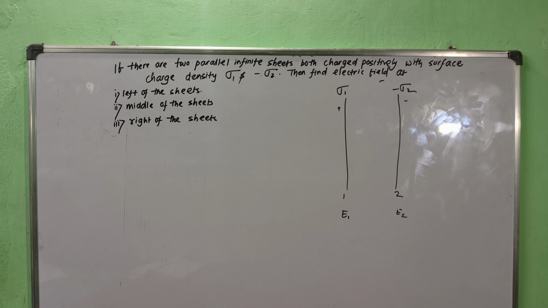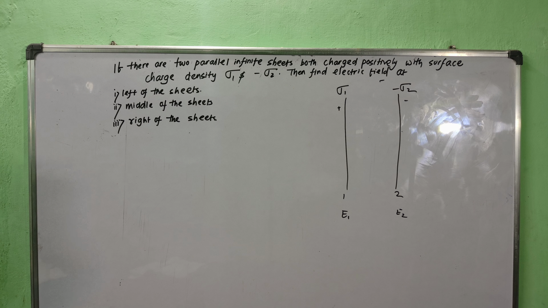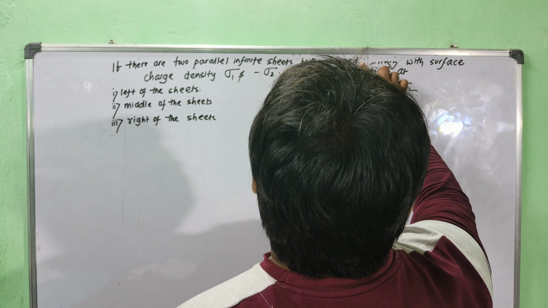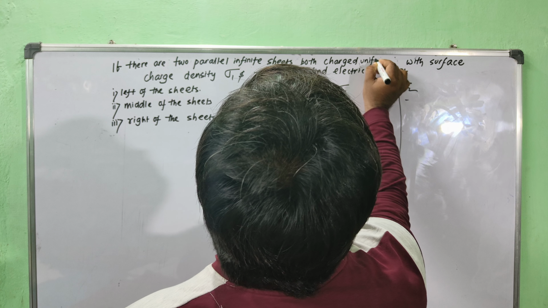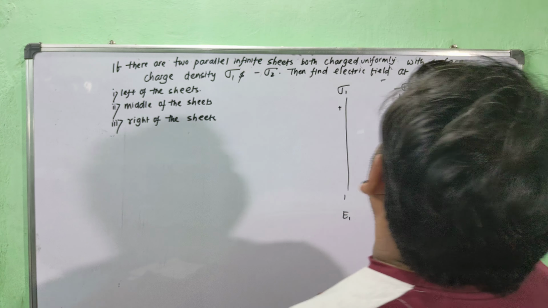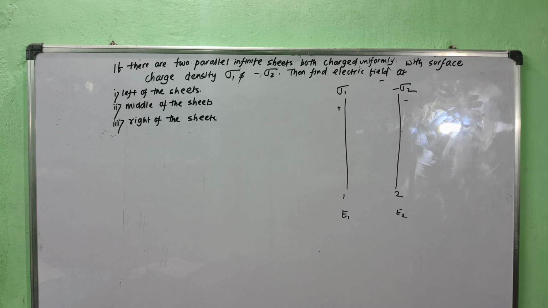If there are two parallel infinite sheets, both charged uniformly with surface charge density sigma 1 and minus sigma 2, that is, one is positively charged and the other is negatively charged, you need to find the electric field at the left of the sheets, in the middle of the sheets, and to the right of the sheets. This is what your homework is all about. So we can confirm this question in the next lecture.